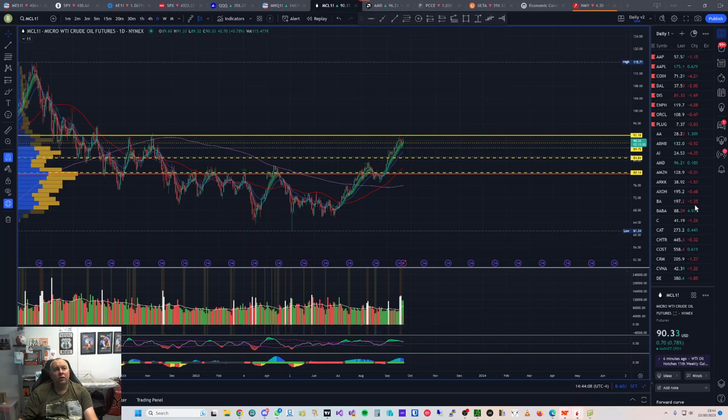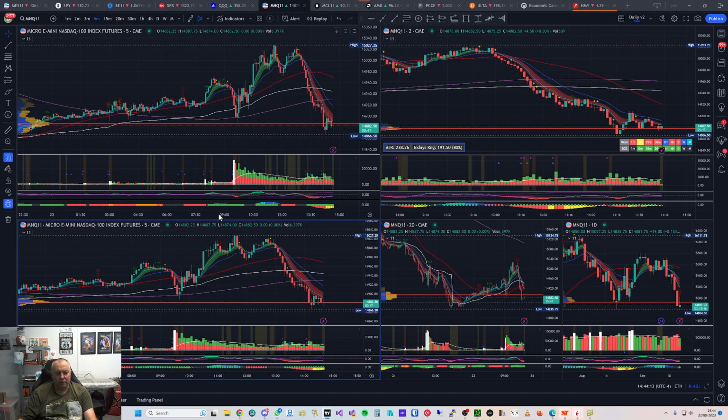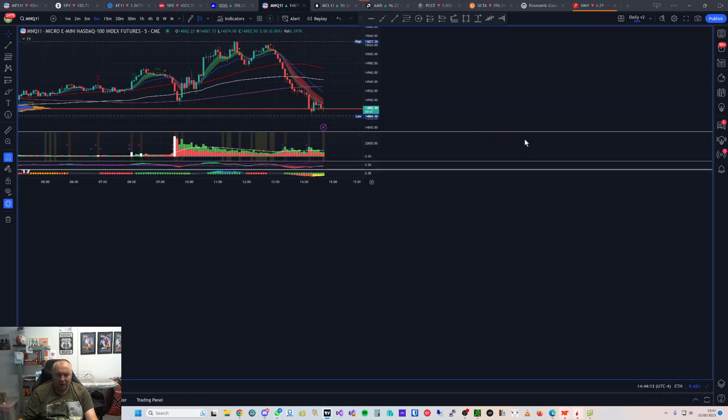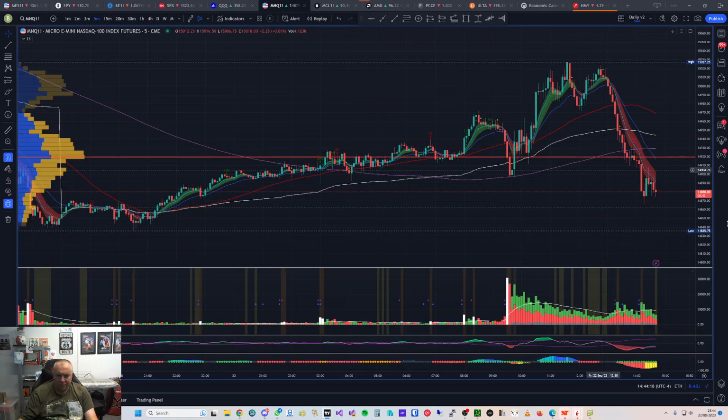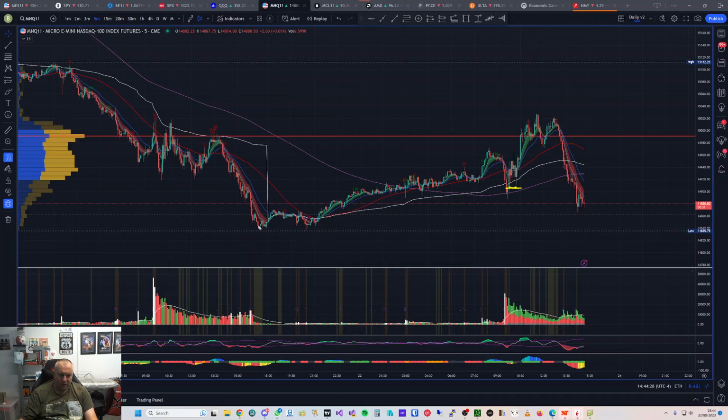Okay, that's oil. Let's do one look at NASDAQ as well. MNQ, there you go, that'll do. And how's that looking? Pretty weak as well. So we've broken today's low, haven't quite broken yesterday's low, but we've put in a double bottom. So that's the area to watch for, 14,840 for a potential bounce. That's a nice double bottom.